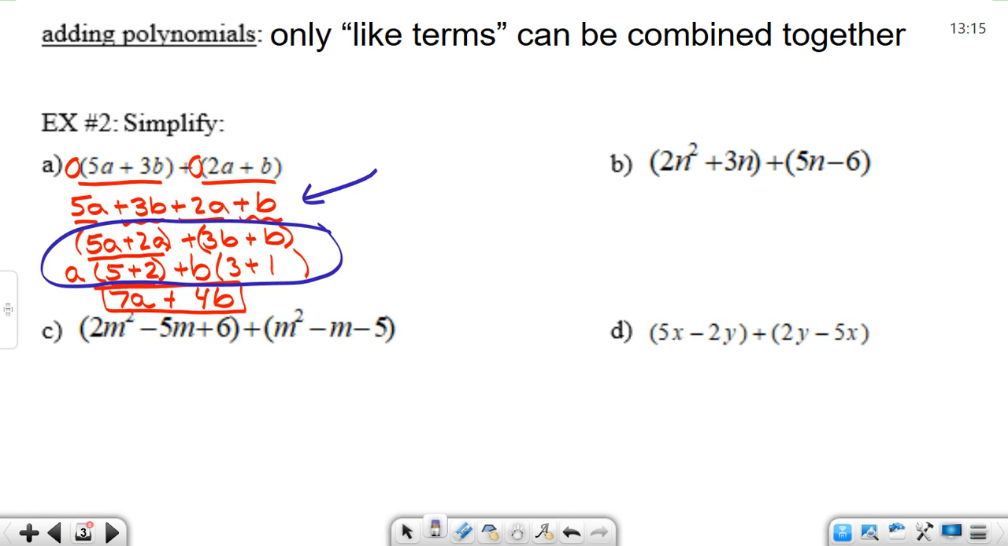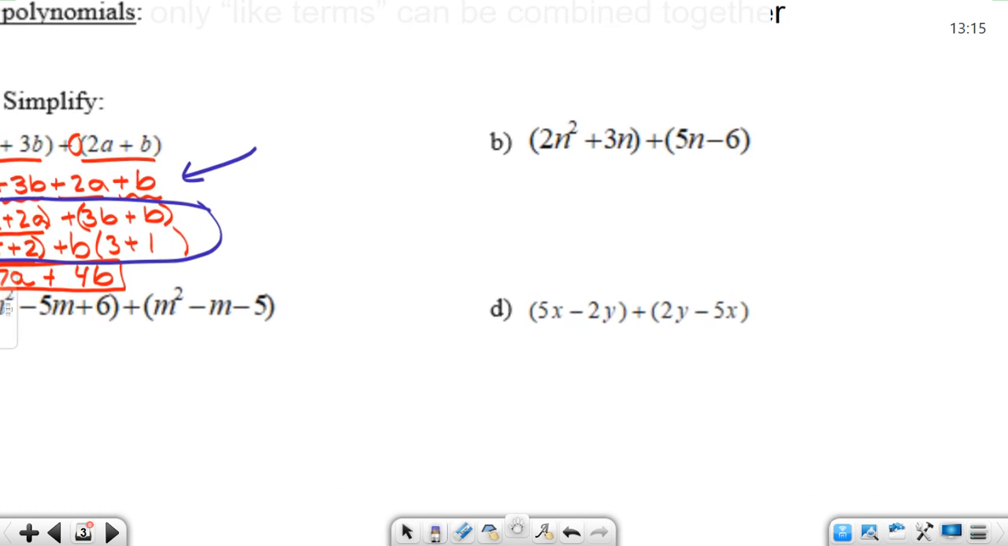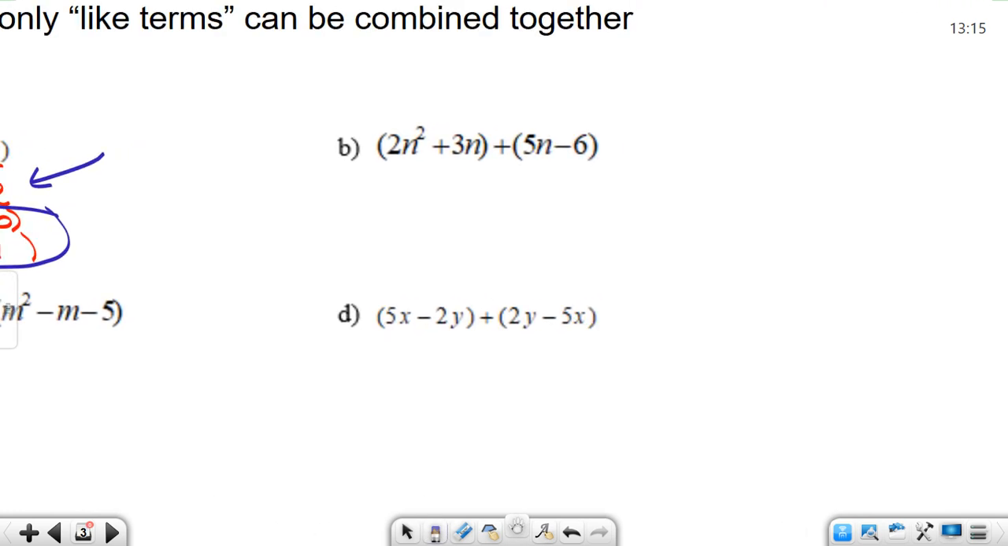All right, so let's jump over to b. So in b, we have 2n squared plus 3n plus 5n minus 6. Again, we are adding two binomials here. Now, since it's addition and there's nothing in front of the parentheses, I'm going to drop the parentheses. And I'm going to look for like terms.